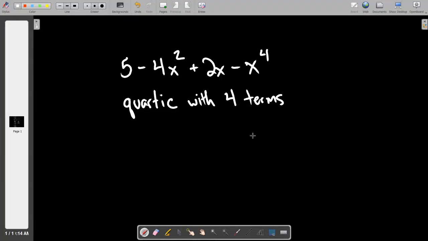Okay. Let me switch colors here and let's go again. Let's go with 10 plus x cubed. What's its degree? And how many terms? So what would we call it? A cubic binomial. Cubic coming from the fact that its degree is 3. Binomial coming from the fact that it's got 2 terms.